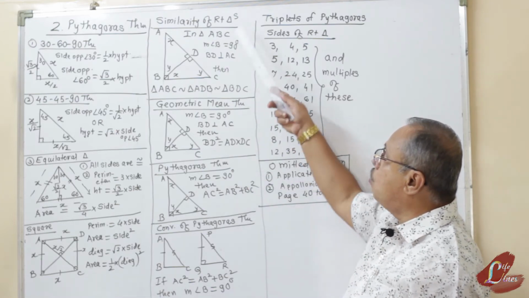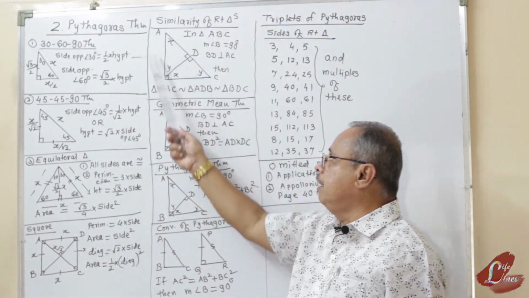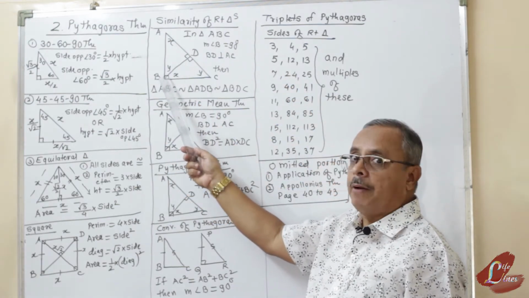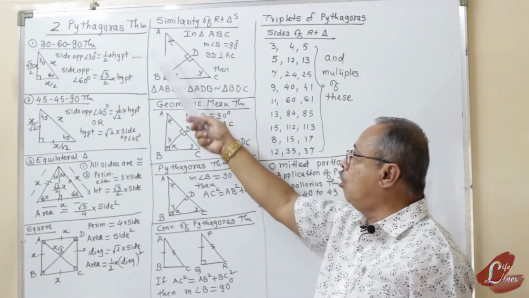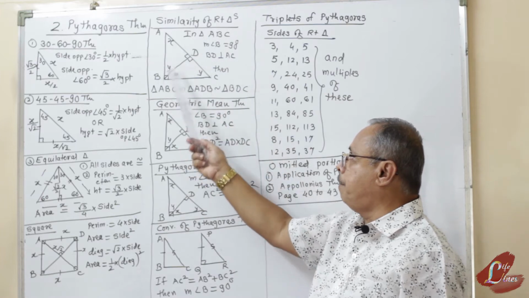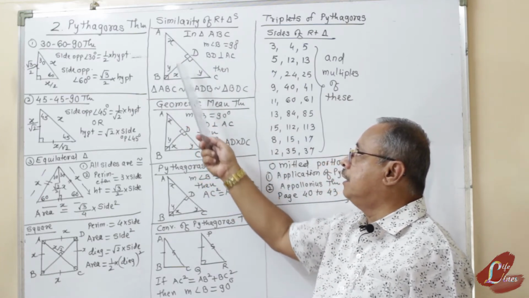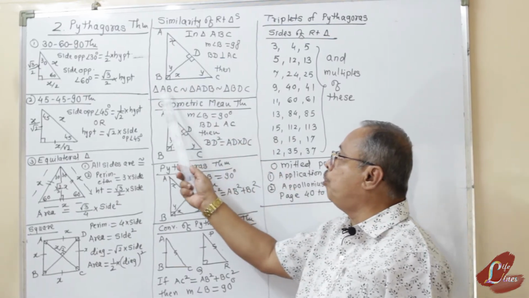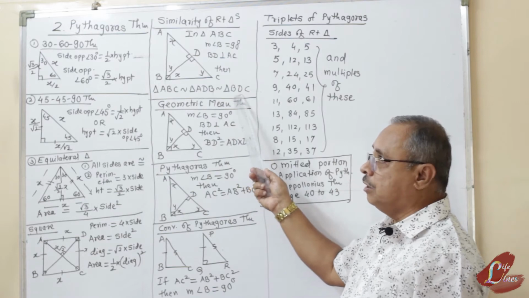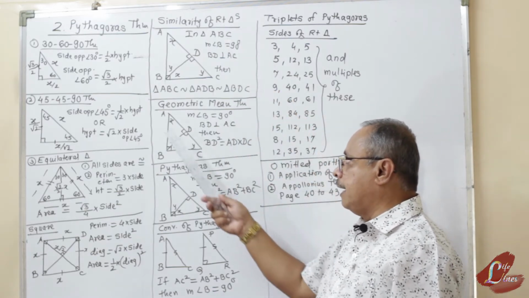Now, similarity of right angle triangles. In triangle ABC, if measure of angle B is 90 and BD is perpendicular to AC, then because of this perpendicular, the original triangle and these two part triangles are all right angle triangles, and we have to prove all these three are similar to each other. This property is called similarity of right angle triangles.